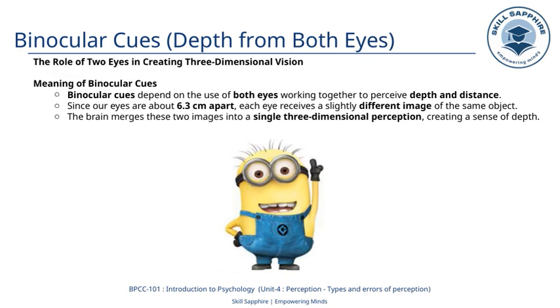Now, let's talk about binocular cues, which are essential for our three-dimensional vision. These cues rely on both eyes working together to perceive depth and distance. Our eyes are approximately 6.3 centimeters apart, which is actually quite important because it means each eye sees a slightly different image of the same object. The brain then takes these two different images and merges them into a single, three-dimensional perception.